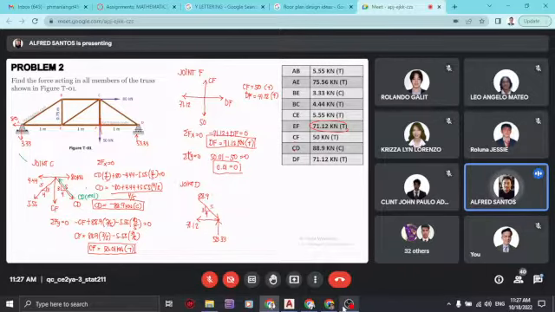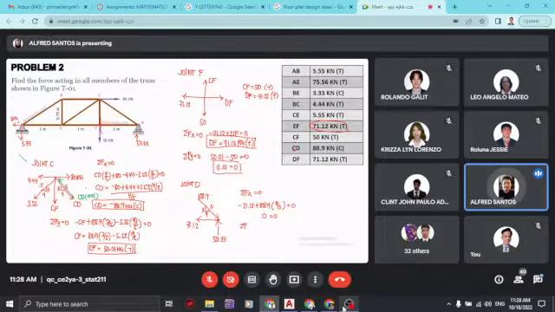So 345. So if we are about to solve for summation fx, it must be equal to 0. So check natin, no? So negative 71.12 plus 88.9 times 4/5. Equal ba sa 0? So 0 is equal to 0, I guess. Solve natin. Kailangan nyo mabilis mag-calculate, no? So 0 is equal to 0.